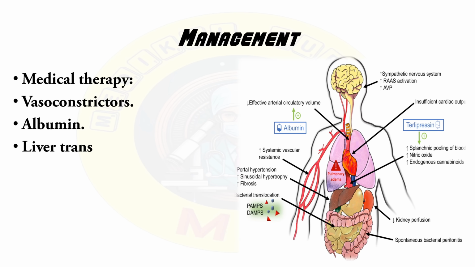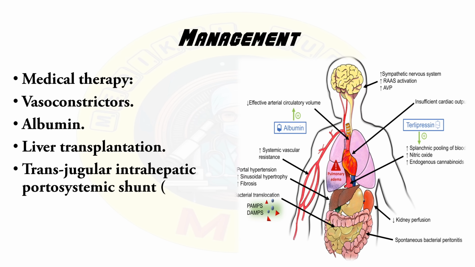Third is transplantation of liver. This is the only definitive treatment for hepatorenal syndrome as it is a complication of liver failure or due to the cirrhosis of liver. Next option is transjugular intrahepatic portosystemic shunt, that is TIPS. It may be used as a bridge to transplantation in selected patients. And last is renal replacement therapy. It may be necessary in severe cases to support the renal function.